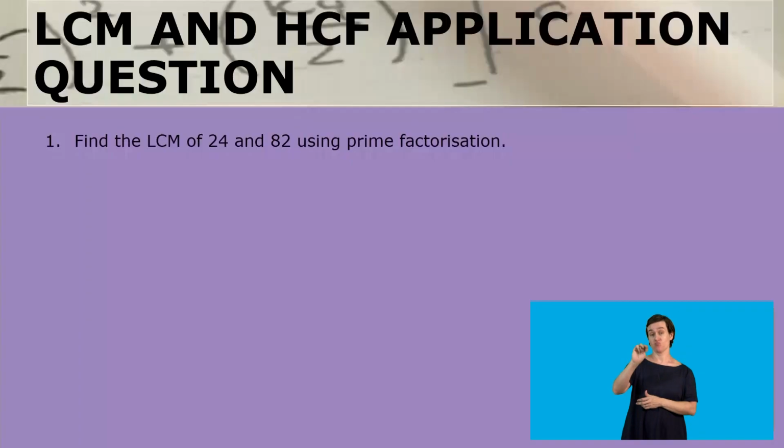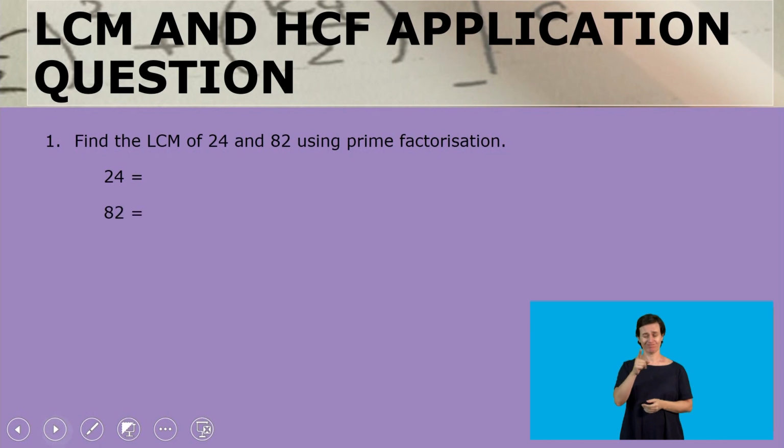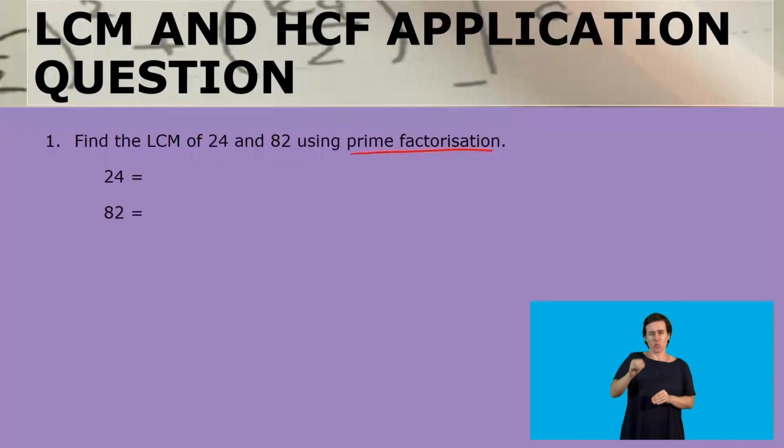Welcome back to our lesson, and let's continue with finding the LCM and HCF using prime factorization. Let's look at this first one here. We are going to find the LCM of 24 and 82 using prime factorization. You remember that when we are finding the LCM using prime factorization, we first need to list the prime factors. So let's look at 24 and what are the prime factors of 24.